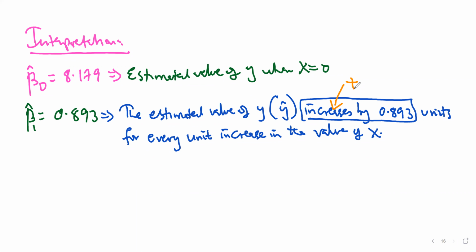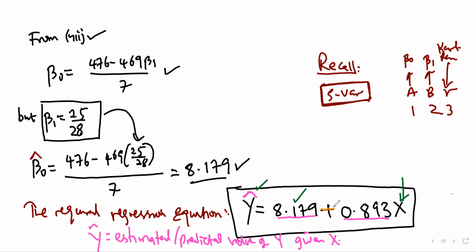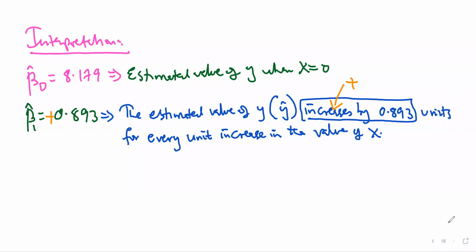When you increase x, then y increases because this value here is a positive value. So this sign here matters. It tells you that it's an increase. If it was a negative, if it was minus 0.893, I would say that the estimated value of y decreases by 0.893 units for every unit increase in the value of x.